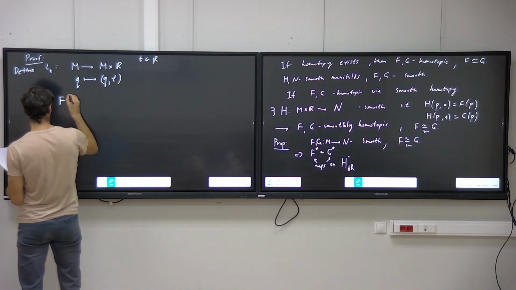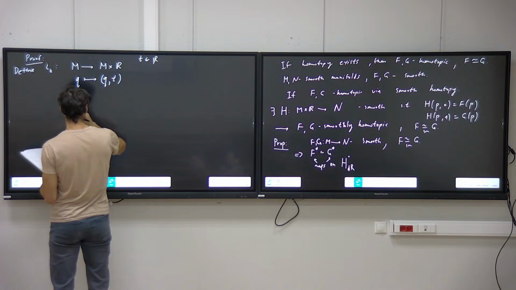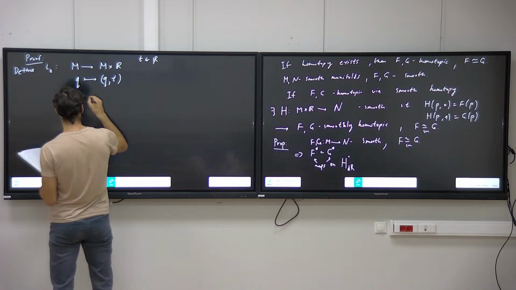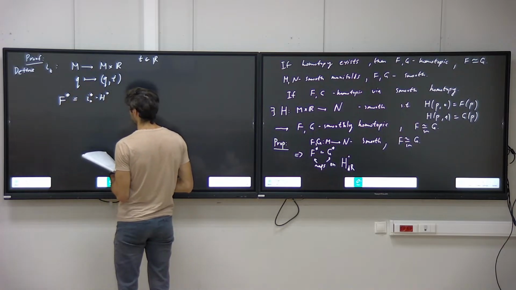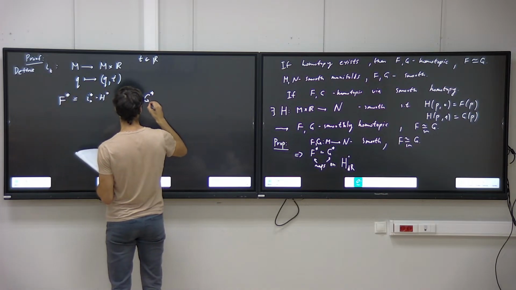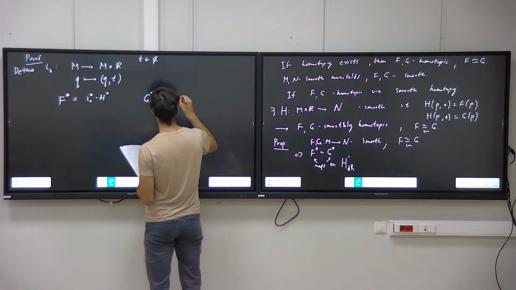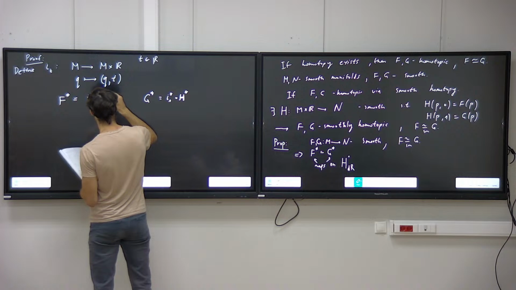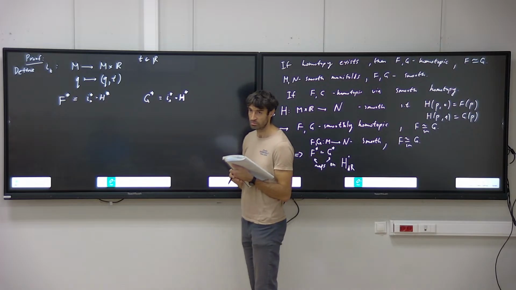Then F star is just the composition of I star 0 with H star. And G star is just a composition of I1 star with H star. Here, H star. Right?